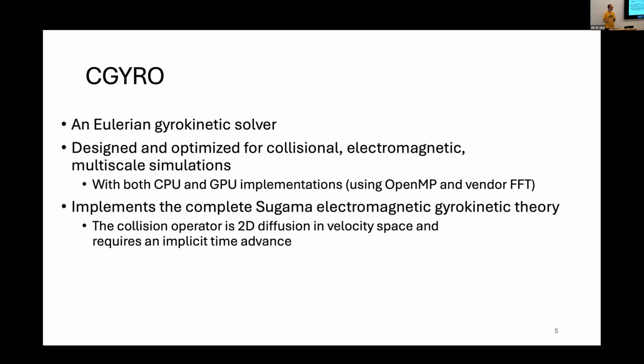Which brings us to CGYRO, not by far the only fusion simulation tool around, but it is a very popular one, and it's very good at predicting what happens. We believe it's the best. I know others have other opinions, but I do believe it's the best fusion simulation tool around. It's a nonlinear gyrokinetic solver. It has been developed and optimized for collisional, electromagnetic, and multi-scale simulation, so it can really span the whole spectrum of anything you want to simulate inside a fusion plasma tokamak setup.